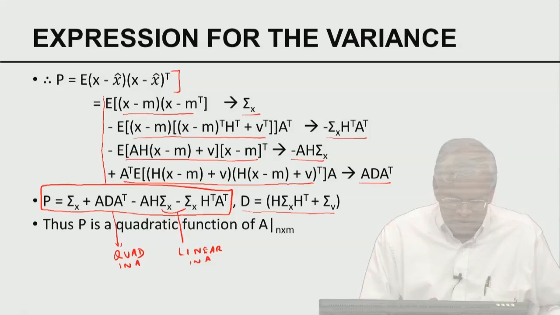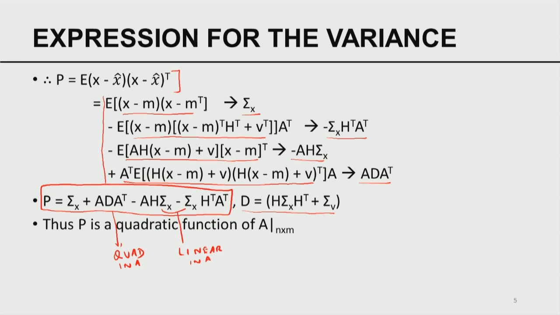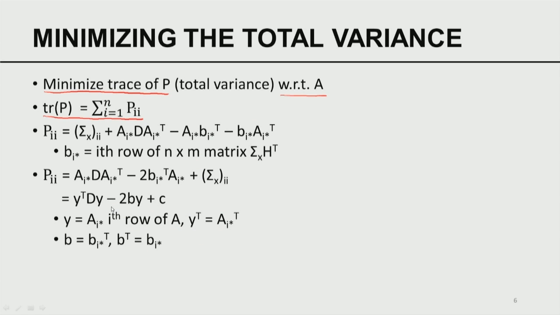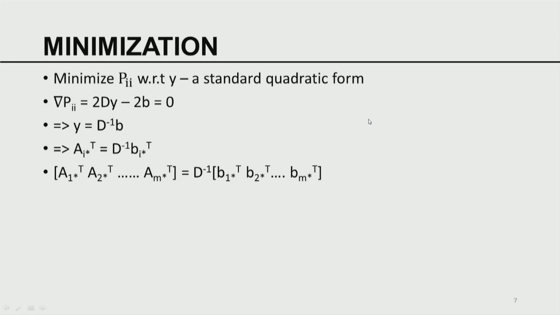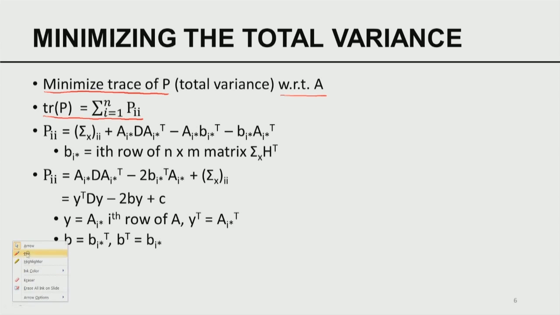Now let us look at the second term. The second term is A D A transpose. I would like to be able to consider the ith element of this. A little reflection reveals this ith element of this matrix is given by the product of the ith row of A times D times the transpose of the ith row of A.